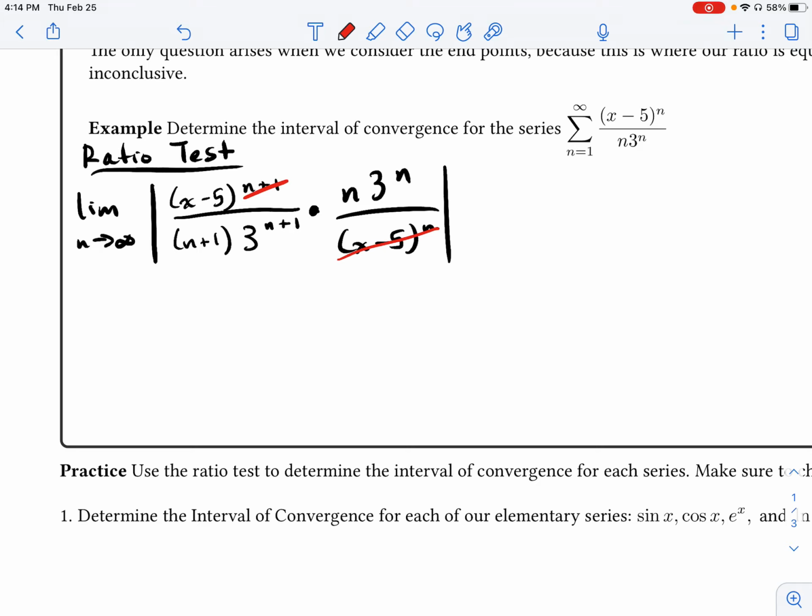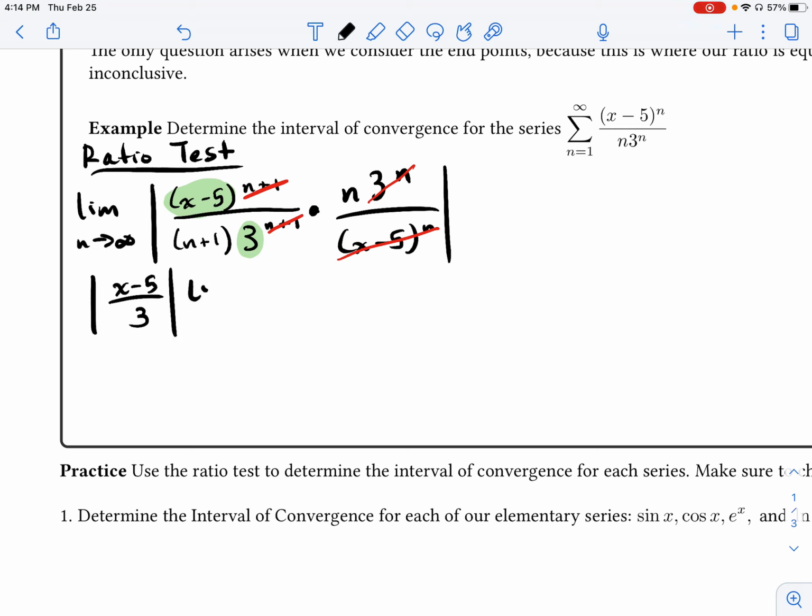Well, what else can we divide? Going the opposite way, 3 to the n can divide down into this denominator so that all that's left over is just 3. Now, what I often like to do with the ratio test is ask myself, what are the factors that are not being affected by my taking the limit as n approaches infinity? Well, I have x minus 5 here, and I have this 3 down here. So I'm actually going to move that to the outside. And so I'm going to write the absolute value of x minus 5 over 3.